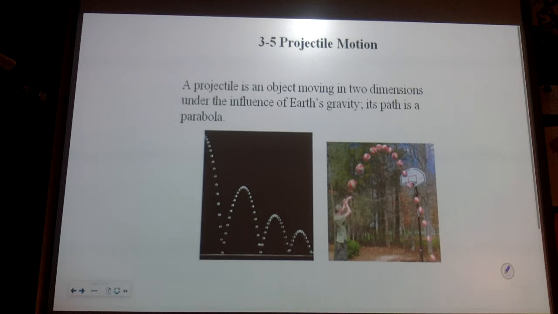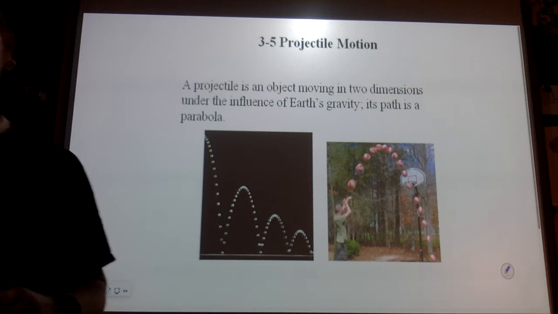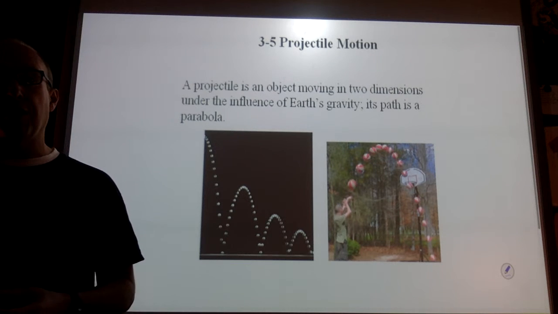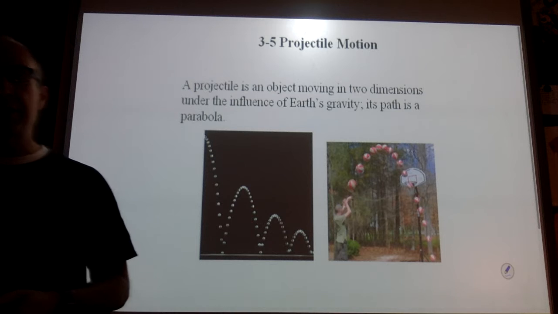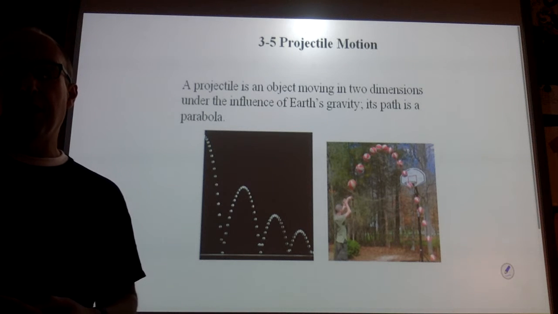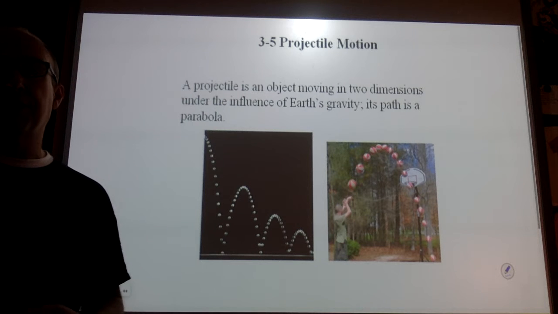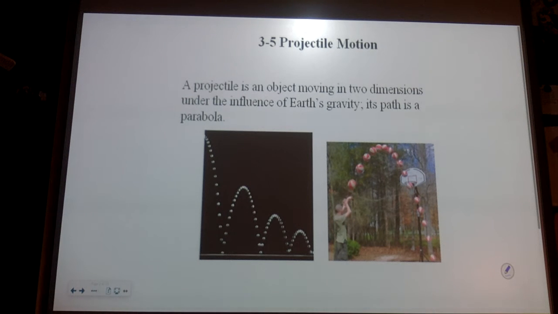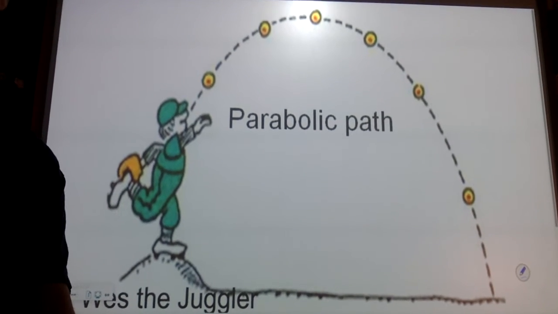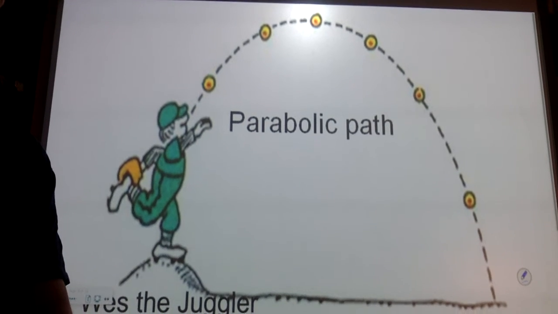All right, so the next section is going to be projectile motion. And this is going to be very much like free fall. If you remember, free fall was something that was moving in one dimension, only under the effect of gravity. This is going to be something moving in two dimensions under the effect of gravity. So that means there's going to be no air resistance. Everything that is a projectile follows a parabolic path.